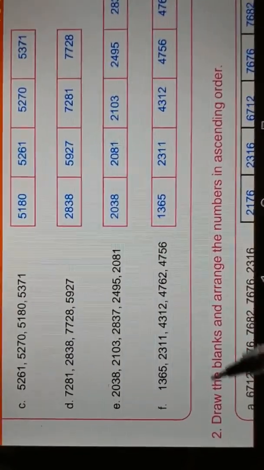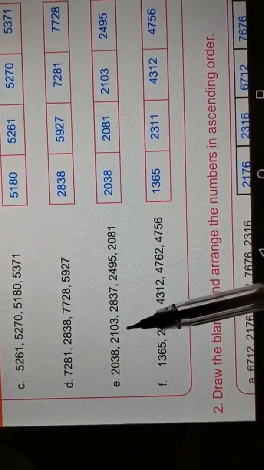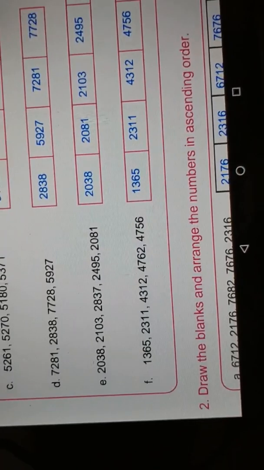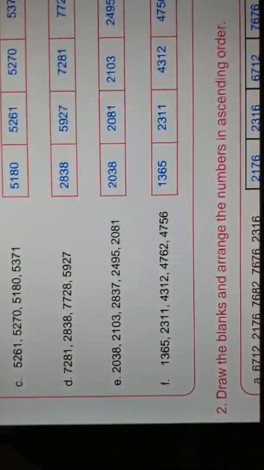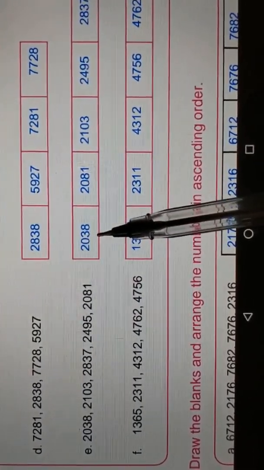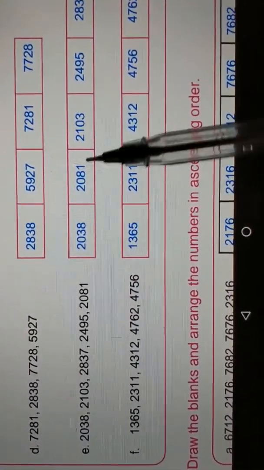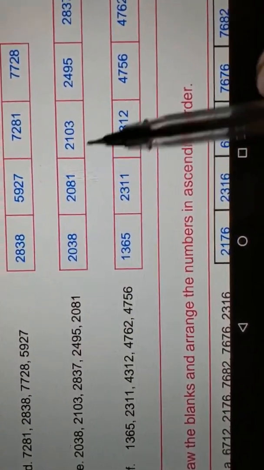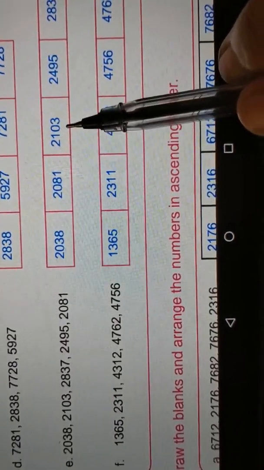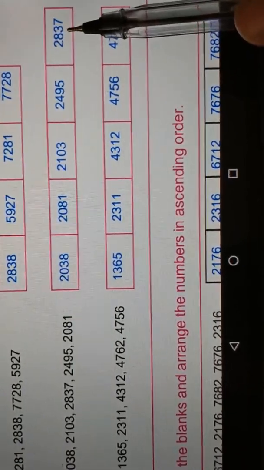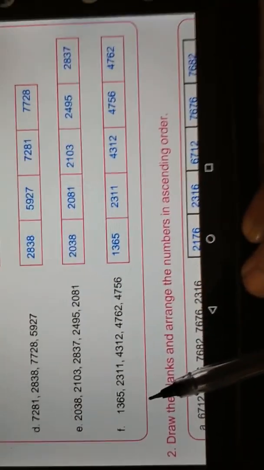Now next one is 2038, 2103, 2837, 2495, 2081. So first of all, we have to write the smallest number, 2038. Second smallest number is 2081. Third one is 2103. Next is 2495. 2837 is there.